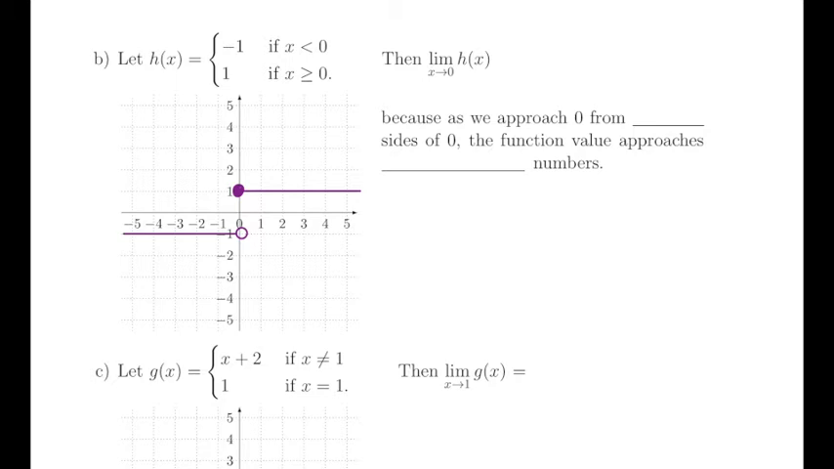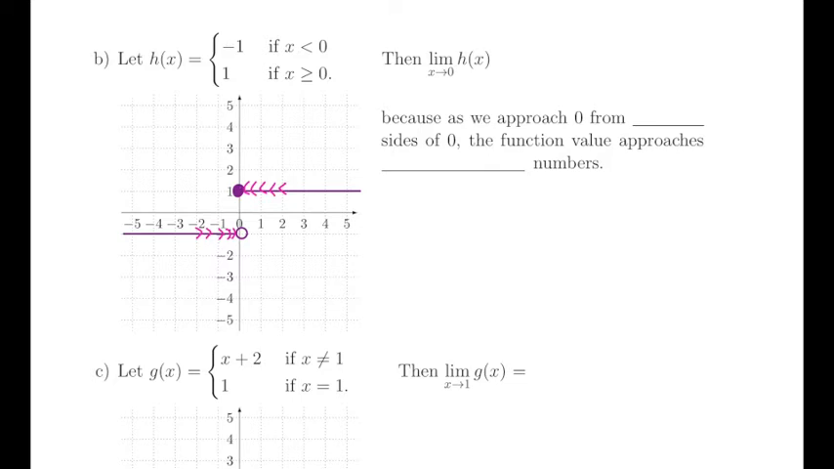As you keep coming towards x is 0 from the left side of the curve, you're going towards -1. The y value is always -1. But if you're coming from the right side of the curve, your y value is always 1. So notice that you don't have the same y value coming from both sides. Coming from the left, you have -1. Coming from the right, you have 1.